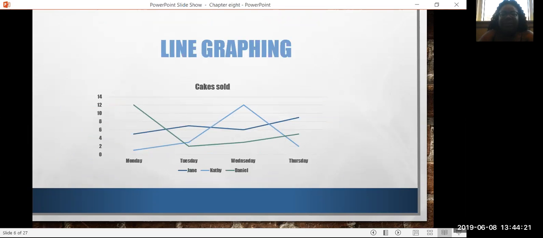And then you have something that's a little more complicated. They're known as line graphs. As you see, you still have the title, Cake Sold. On the side, you see the numbers. On the bottom, this time around, you have the days, and then you have your key, and it's showing you each color is based off who. So you have Jane, you have Kathy, and you have Daniel. And then you see on certain days, for an example, with Daniel, it seems as if Tuesday was his lowest day, and Monday being his highest on selling cakes.